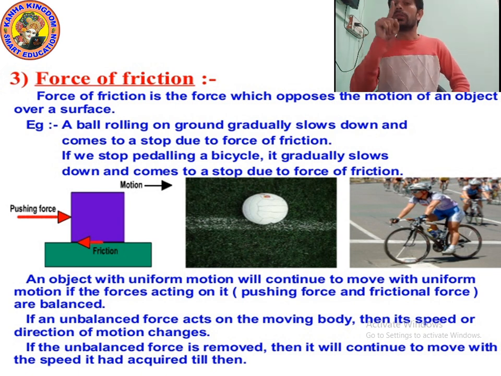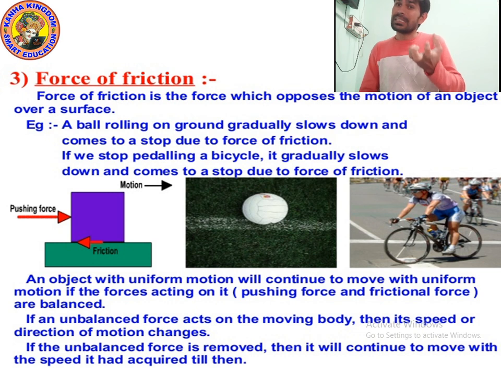Why? Because on the smooth surface, less friction force is applied, so it will try to pull back less. But on a rough surface, the friction force which works on the ball is more. That's why it will easily oppose the motion and stop the body.